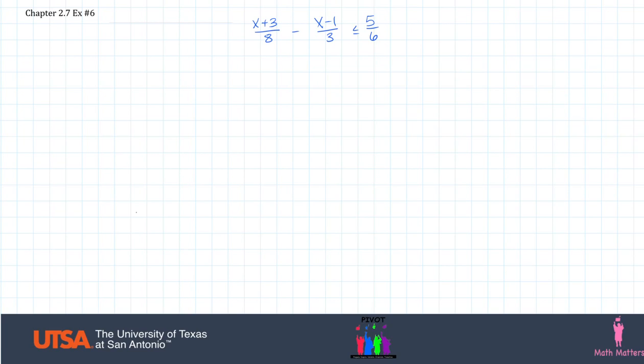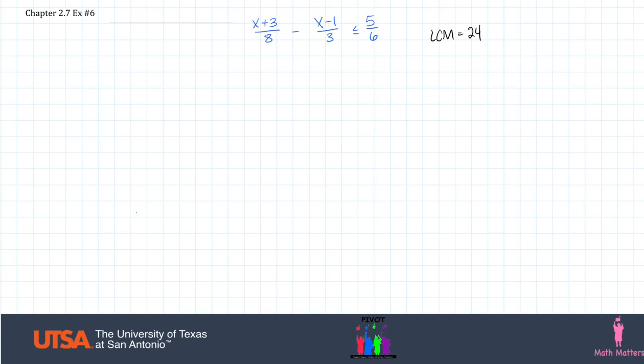So chapter 2.7, example number 6, asks us to solve for x given this inequality with some fractions. So the first thing we want to do is get rid of those denominators, and we can do that by multiplying each term by the least common multiple of 8, 3, and 6. And in this case, the least common multiple is going to be 24 because they all go into 24.